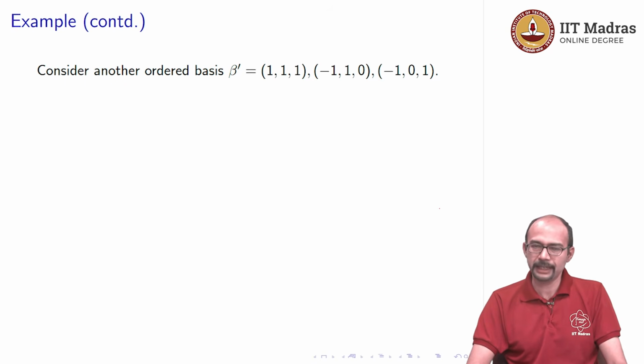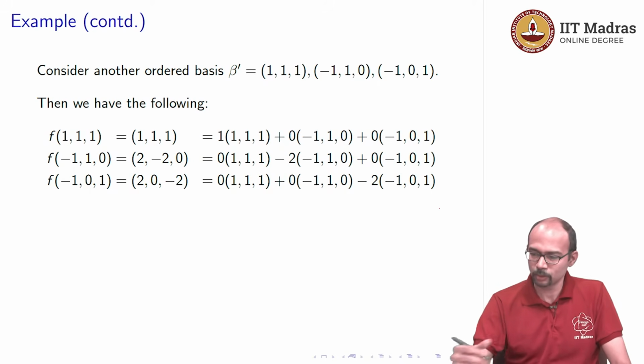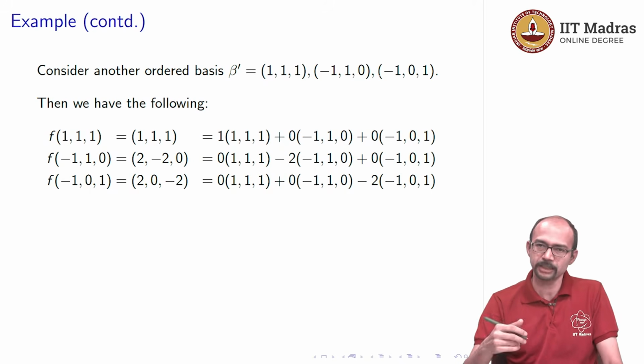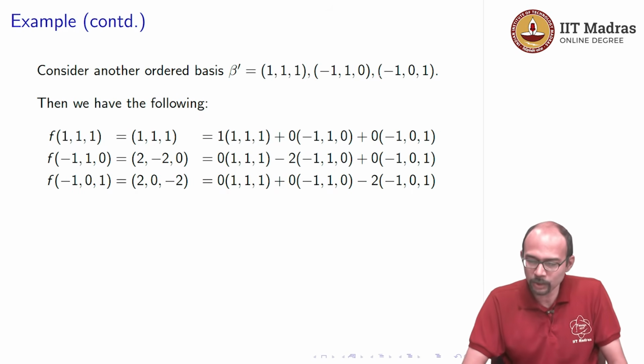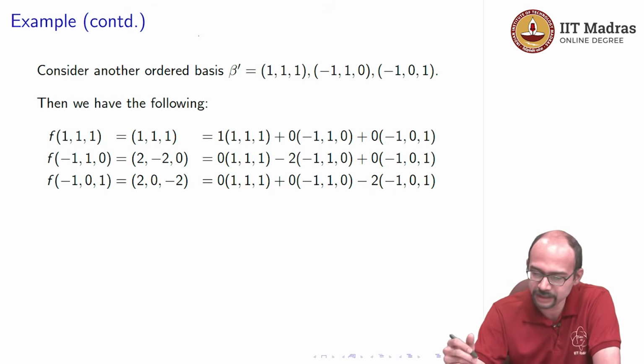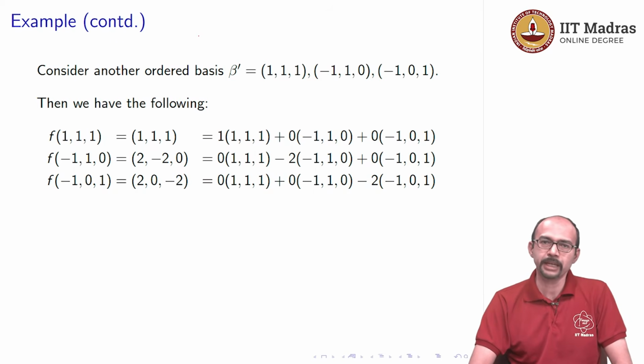Let's choose some other basis. Beta prime and gamma prime are the same, so this is beta prime and it is also gamma prime. Let's express f of each of these vectors as linear combinations of these vectors themselves. If I do f of 1 1 1, I get back 1 1 1. Let's remember what the linear transformation was: minus x plus y plus z, x minus y plus z, and x plus y minus z.